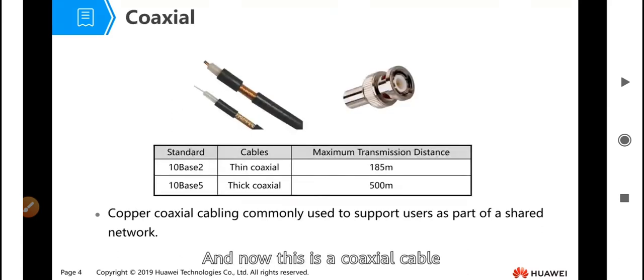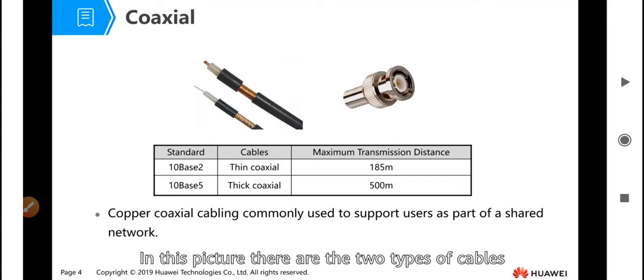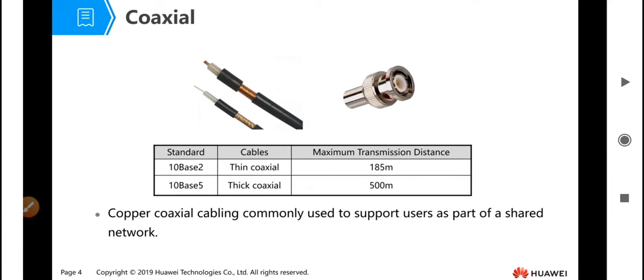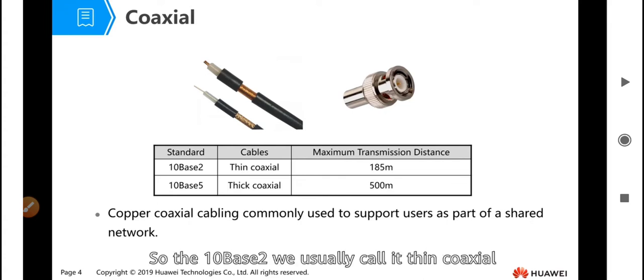Now, this is a coaxial cable. We can see in this picture there are 2 types of cables. One is called 10Base2, and the other is called 10Base5. The 10Base2 has a small diameter, and the 10Base5 has a bigger diameter. So the 10Base2 we usually call thin coaxial, and the 10Base5 we call thick coaxial.